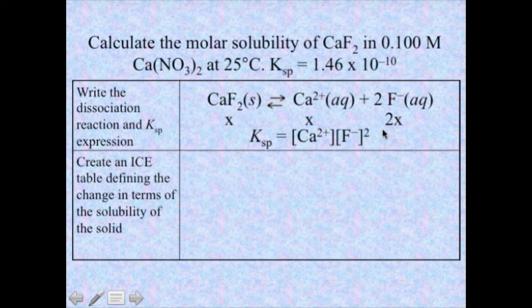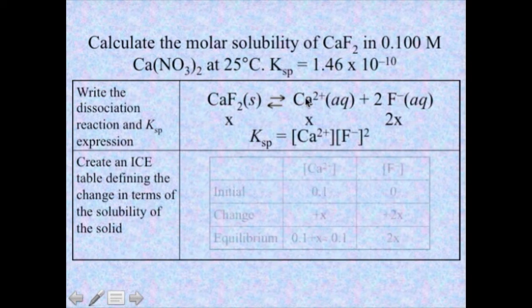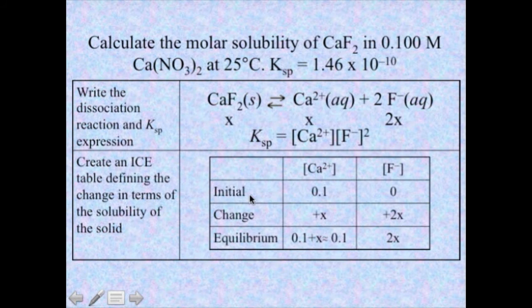So it's a 1 to 2 molar stoichiometry, and you have double the amount of fluoride as you do calcium ion. But there's a wrinkle in this problem, because initially you've got a common ion, the calcium nitrate, and the calcium from that is the common ion, and its molarity is 0.1 moles per liter. Initially you don't have any fluoride. The fluoride that forms comes from the dissociation of calcium fluoride.